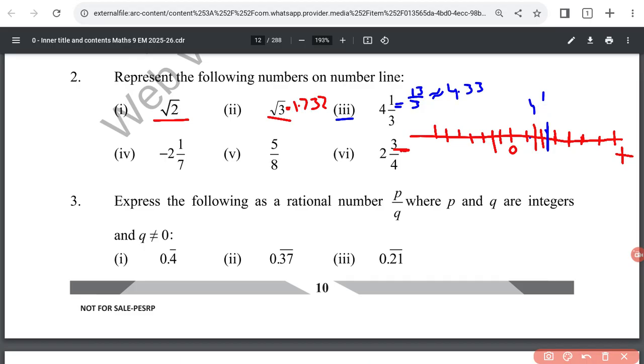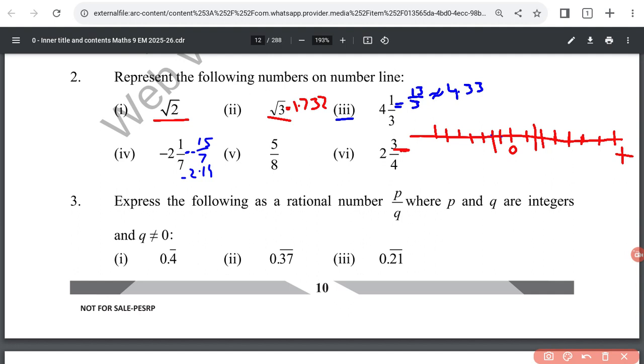Okay, so now we move towards the next part of question 2. In the fourth part we have minus 2 times 1 over 7. So minus 2 times 1 over 7 is minus 15 over 7, which is approximately equal to minus 2.14. So after 0 we have 1, 2.